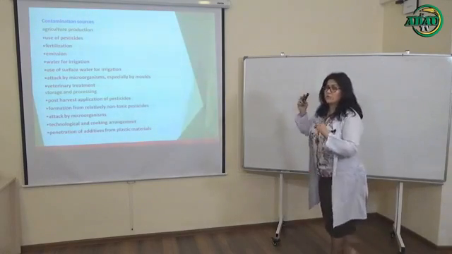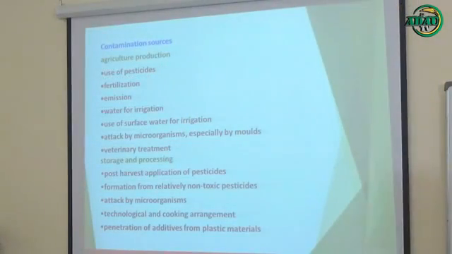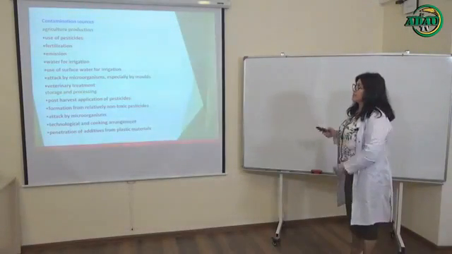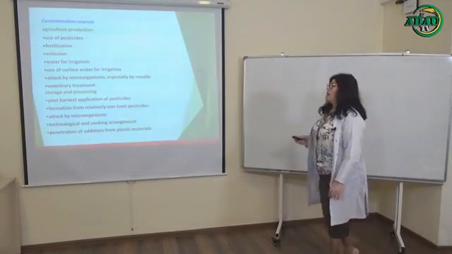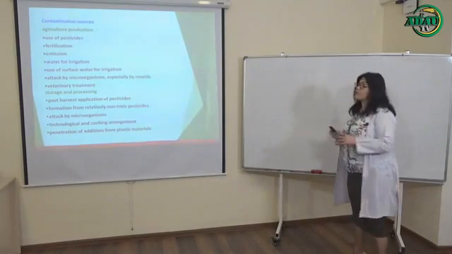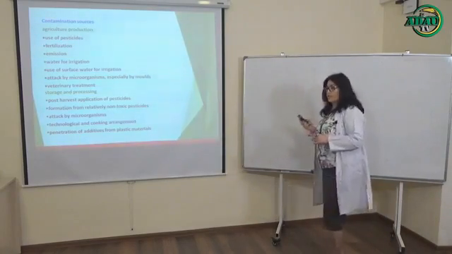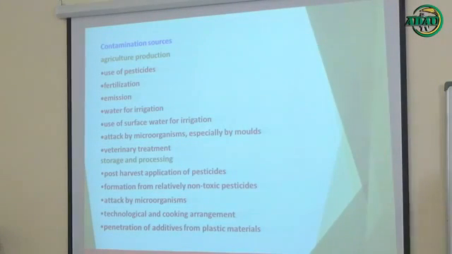As I mentioned, first was agriculture production. We are all agricultural specialists, so we first have to pay attention to agriculture production. It doesn't matter whether you are a veterinarian, an agronomist or an economist. So, agriculture production, what is it? Use of pesticides, fertilization, emission, water for irrigation, which should be very clean. Use of surface water for irrigation. Attack by microorganisms, especially by molds.